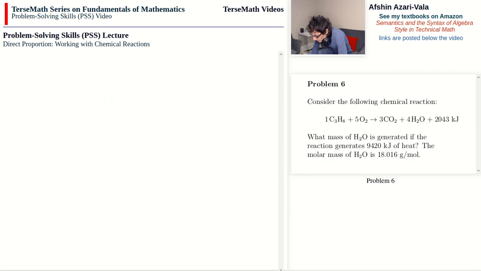Okay, problem 6. Consider the following chemical reaction, same reaction. What mass of H2O is generated if the reaction generates 9,420 kilojoules of heat? The molar mass of H2O is 18.016 grams per mole. Now in this case, heat is given, and therefore we can use the reaction right away to find not mass of H2O, but amount of H2O, because these numbers are amounts. So we can relate heat to amount right away by using the chemical reaction. Once we have the amount of H2O, then we can find the mass of H2O using molar mass.